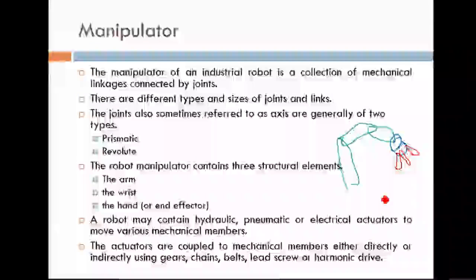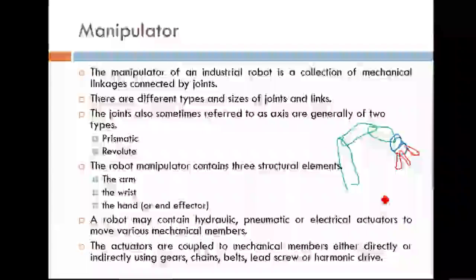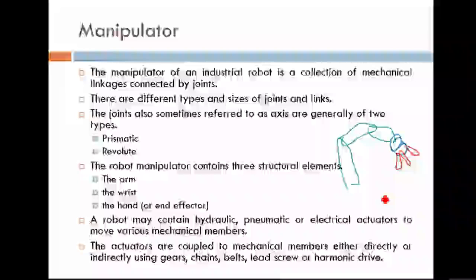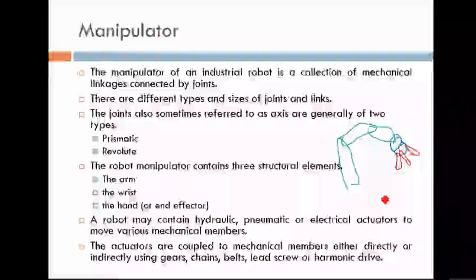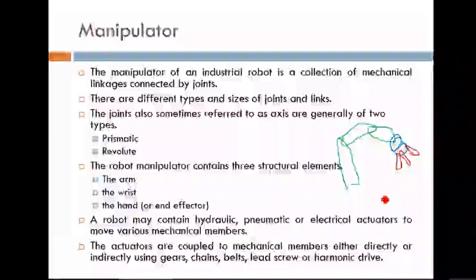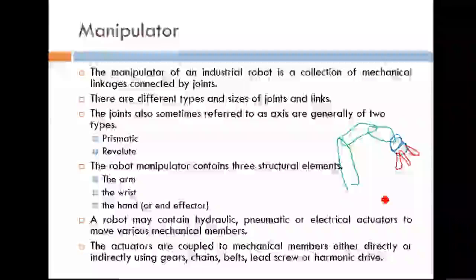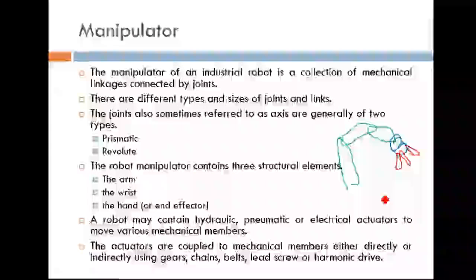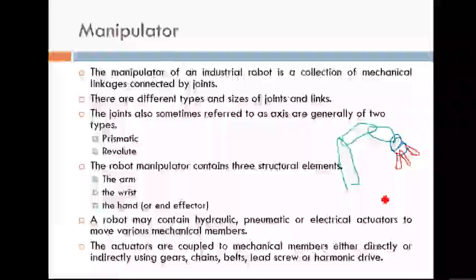The actuators are coupled to the mechanical member, either directly using gear, chain, or belt, or indirectly using lead screw, harmonic wave gear, and the like. Directly or indirectly, they are joined with the mechanical members. In robot language, the manipulator is the whole arm body without the end effector.